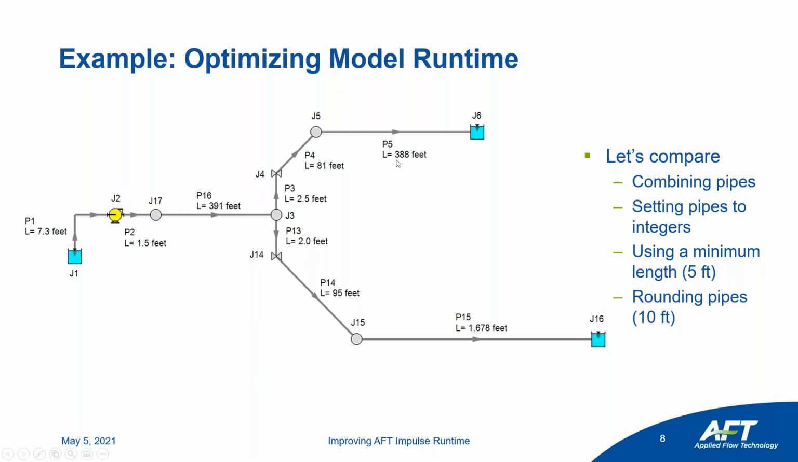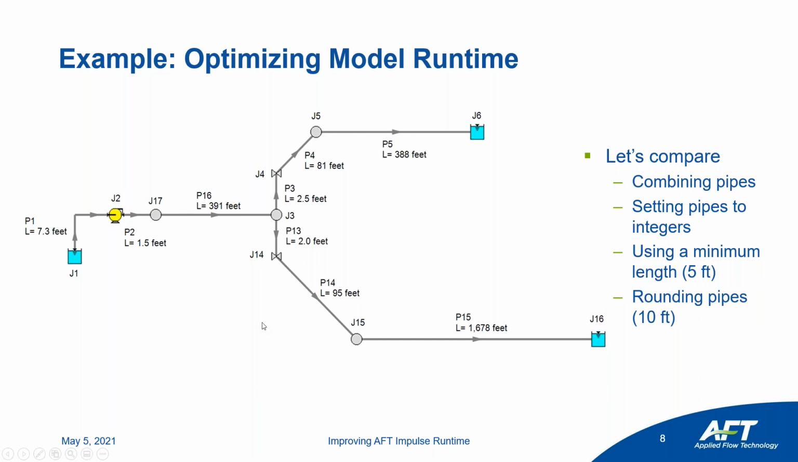And finally, the most extreme approach, we can round all the different pipes within 10 feet. So for example, we can round this pipe to 390, to 80, to 100, 180 or 1,680 rather. And that will help us create a very neatly sectioned model where we know the section length is about 10 feet. And that'll drastically improve our runtime compared to the initial half-foot or 1-foot section that we started with.